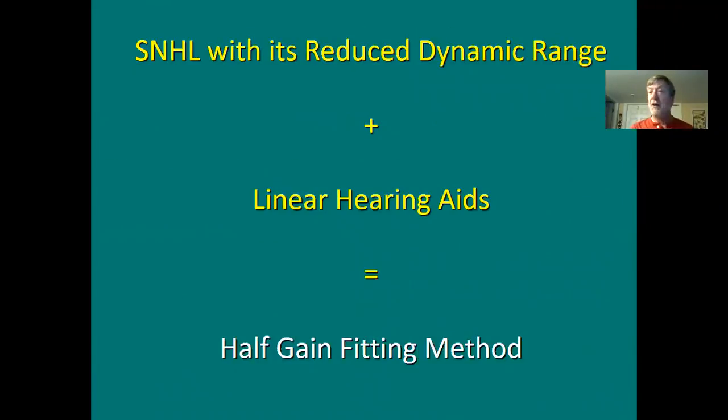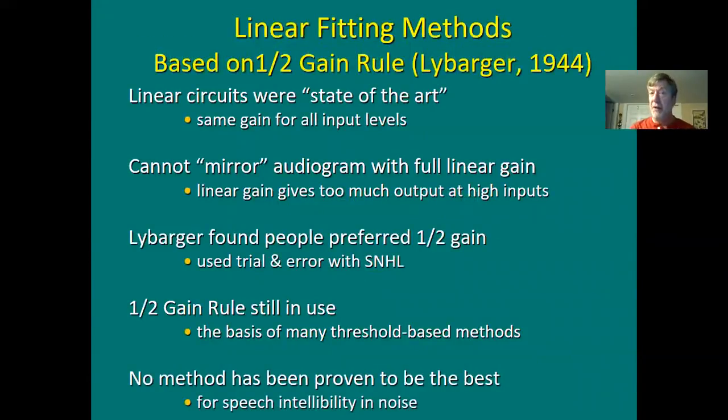But here you go. This is the anchor of fitting methods. Sensory neural with its reduced dynamic range plus linear hearing aids equals the half gain method. What the Sam Hill was that? Well, we recall from our 150 fitting methods class, linear fitting methods were based on the half gain rule by Lybarger. Linear circuits were the state of the art. Same gain for all input levels.